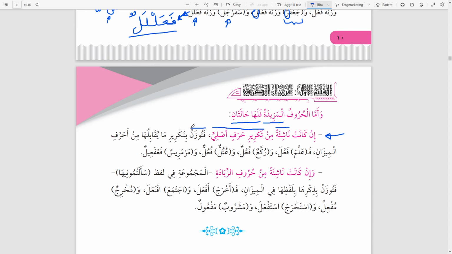فتوزن, the pattern is constructed بتكرير ما يقابلها من أحرف الميزان. So they are constructed by repeating, تكرير and تكرار, what corresponds to it out of the letters of the pattern. So علم, here you have lam. This is a 4-letter word. So علم is equivalent to علم. See? And then this letter here has been brought by repeating this one, بتكرير اللام.